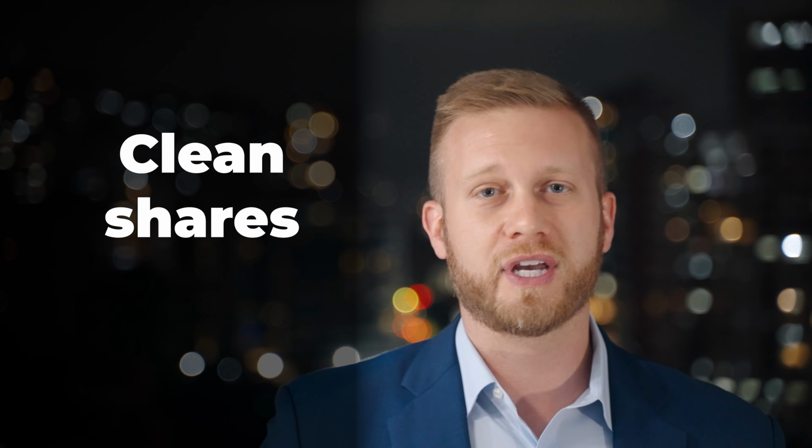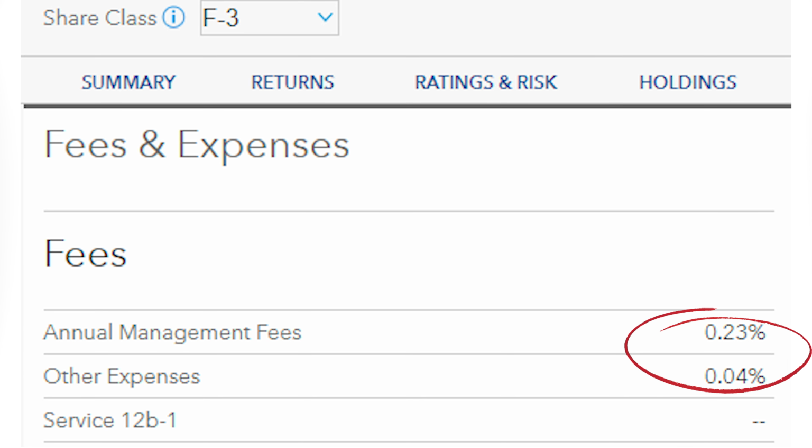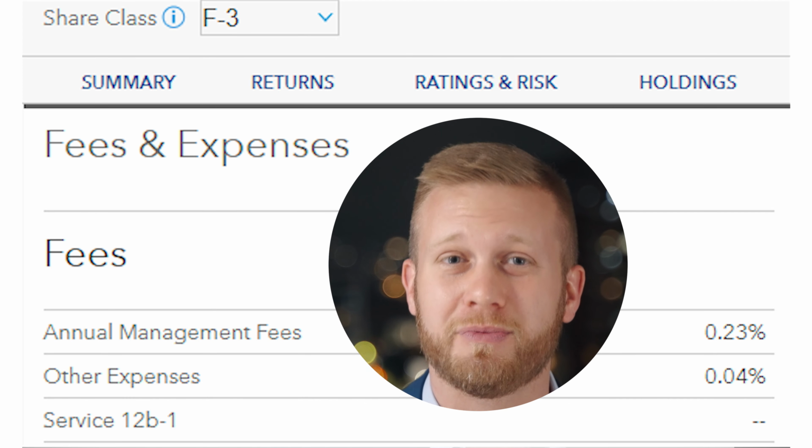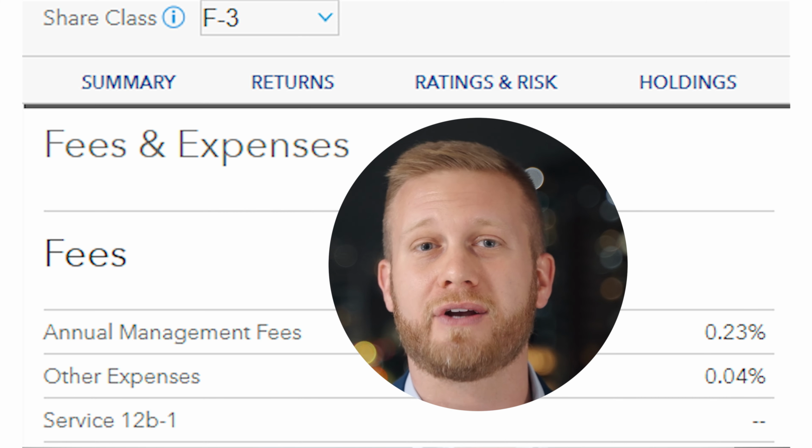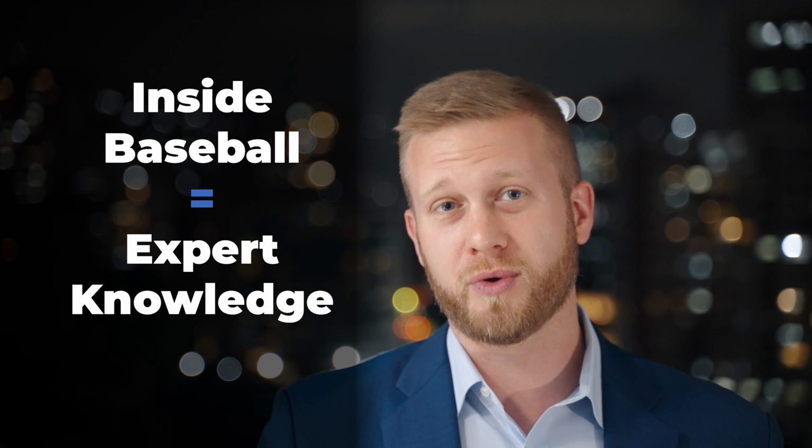The last thing I'll mention is F3 shares. These are a subset of the advisory share class called clean shares, which have stripped out basically all the expenses except the management fee, which goes to the mutual fund company for managing the fund. American Mutual Fund's F3 shares only cost 27 basis points per year, which is not that much higher than a lot of index funds. And this is for active management. In practice, clean shares are very hard to come by though, and I promised you inside baseball.